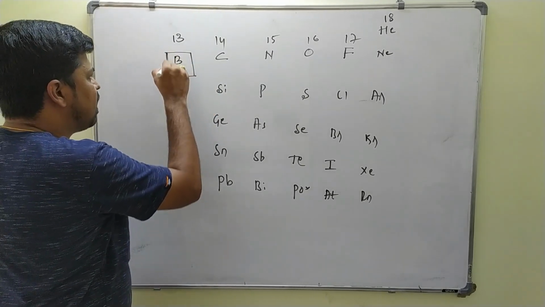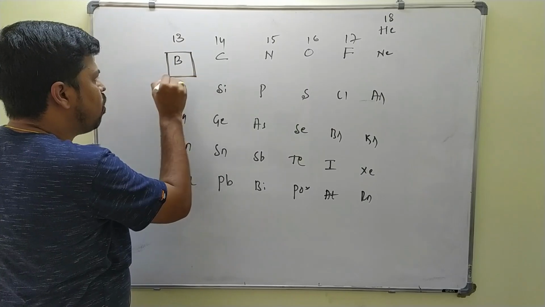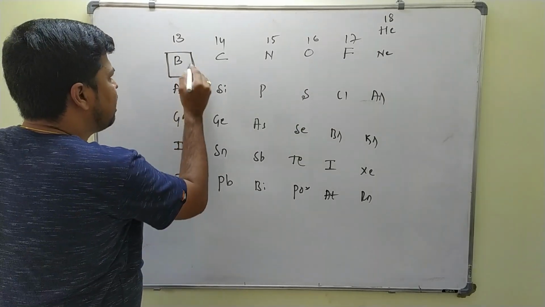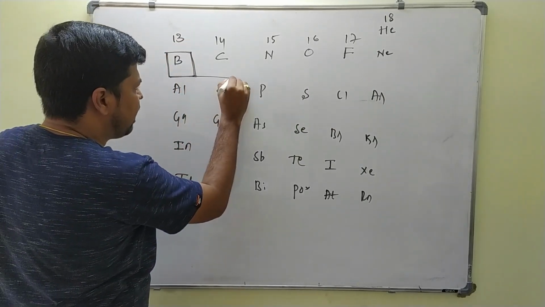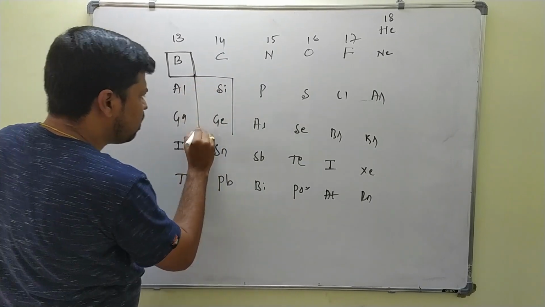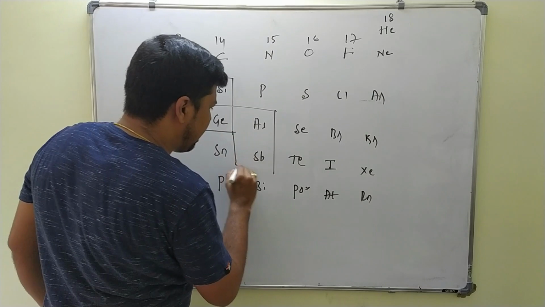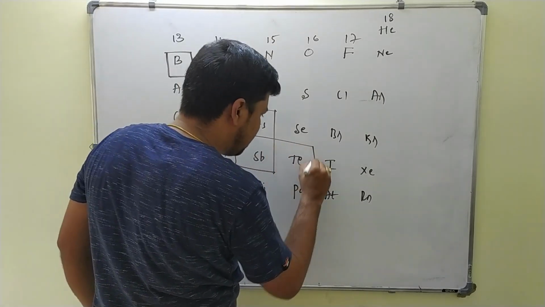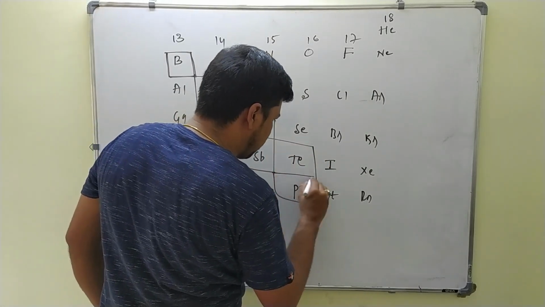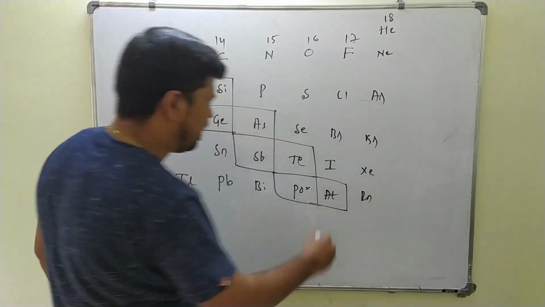The elements which are marked by the square box, all these are what? Metalloids. In group 13, boron is acting as a metalloid. Group 14, silicon and germanium are metalloids. Group 15, arsenic and antimony are metalloids. Group 16, tellurium and polonium are acting as metalloids, and in group 17, astatine is the metalloid.